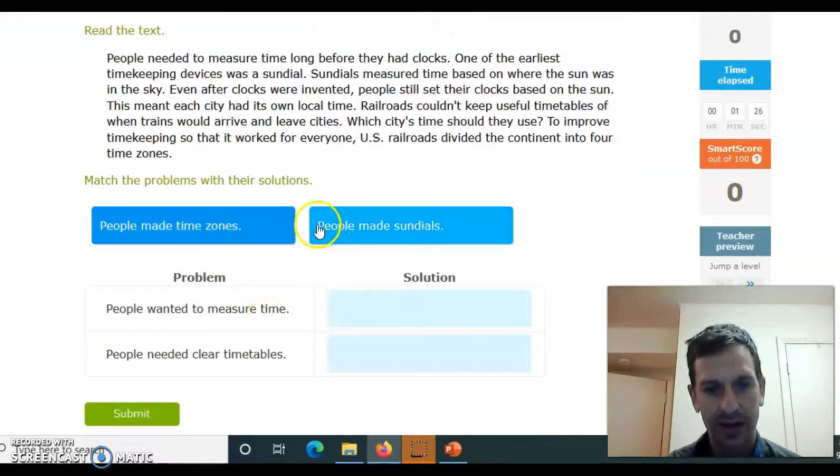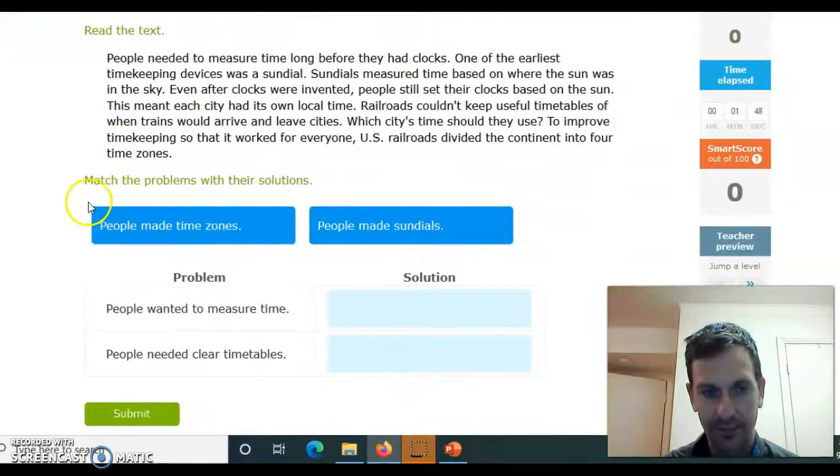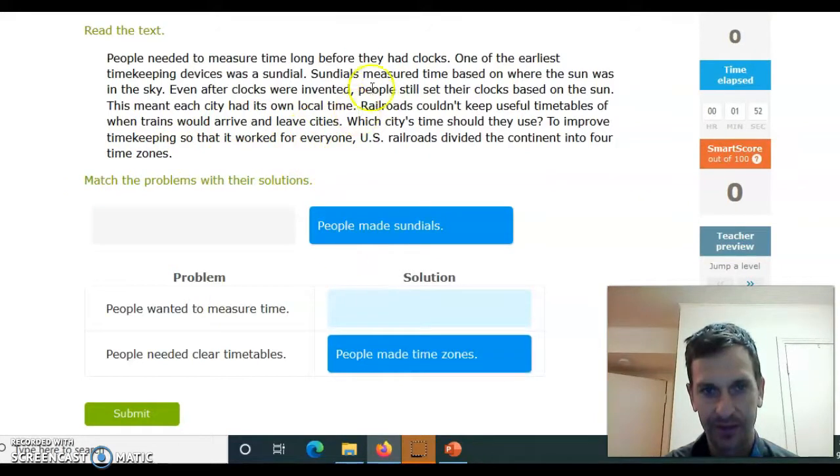People wanted to measure time, so did they make zones or did they use sundials? People needed clear timetables. Alright, let's see what it said. Railroads couldn't keep useful timetables of when trains would arrive and leave cities. Which city's time should they use? To improve timekeeping so it worked for everybody, U.S. railroads divided the continent into 4 time zones. So they needed clear timetables, they made time zones.